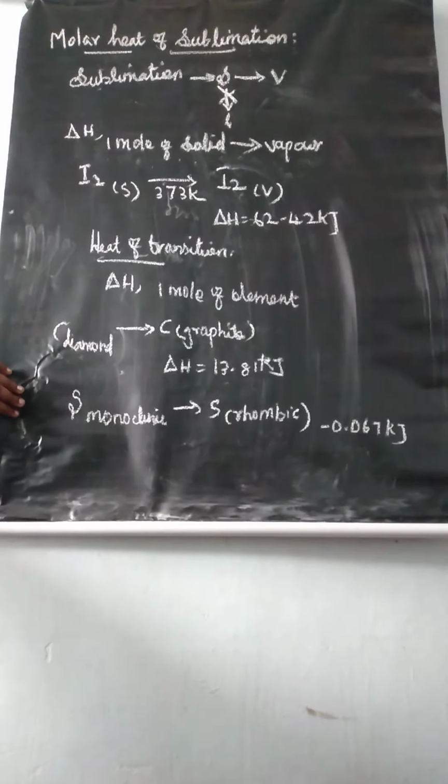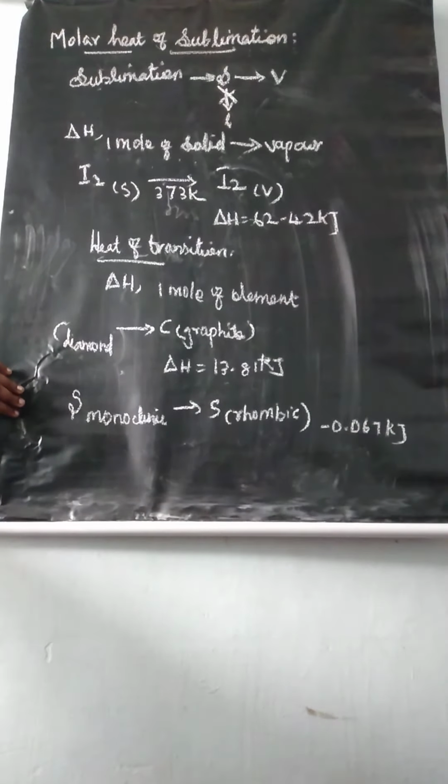Phosphorus: 1 mole of an element changes from white phosphorus to red phosphorus. Here the delta H value we can write is minus 4.301 kilojoule. Understand? So listen, what is the heat of transition? Heat of transition is defined as the change in enthalpy when 1 mole of an element changes from one of its allotropic forms to another. And here we can write 3 examples.